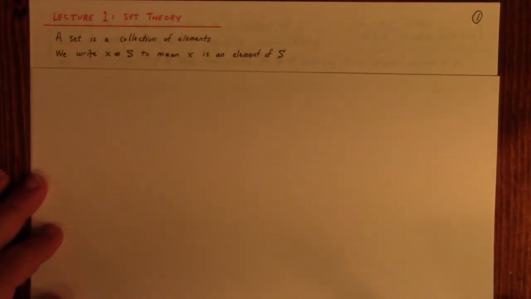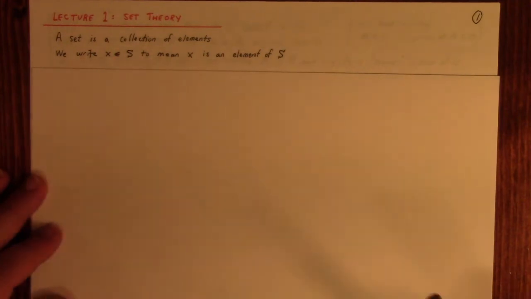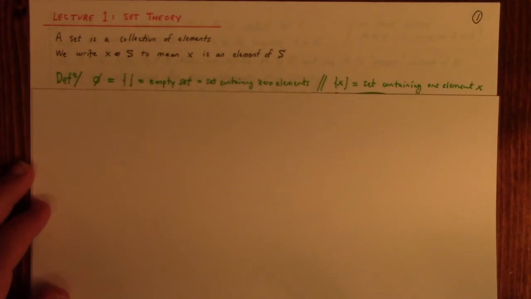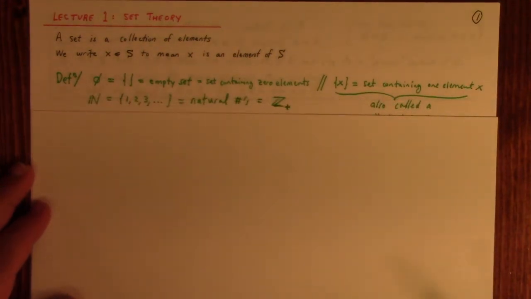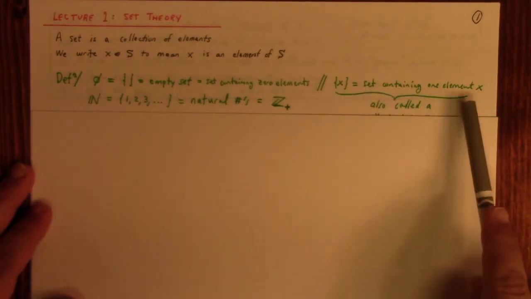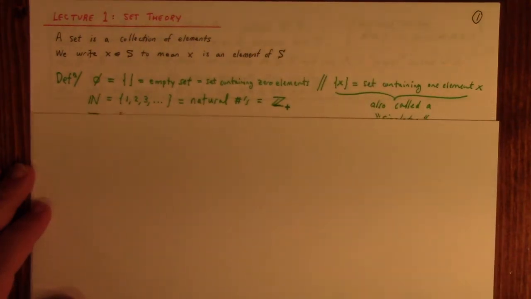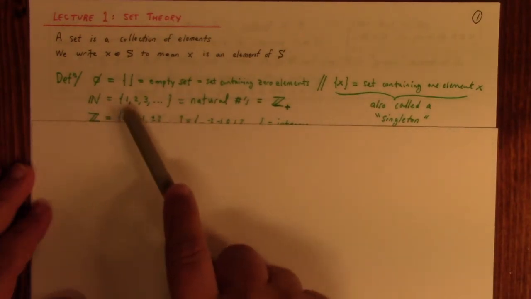First of all, a set is a collection of elements, and we'll write x ∈ S to mean x is an element of S, using this funny epsilon symbol. Here are some common examples for us. First of all, the empty set, which is a set containing no elements. We could talk about a set containing just one element, {x}, a set just containing the element x. It's called a singleton. We've got the natural numbers, which for us will start at 1.